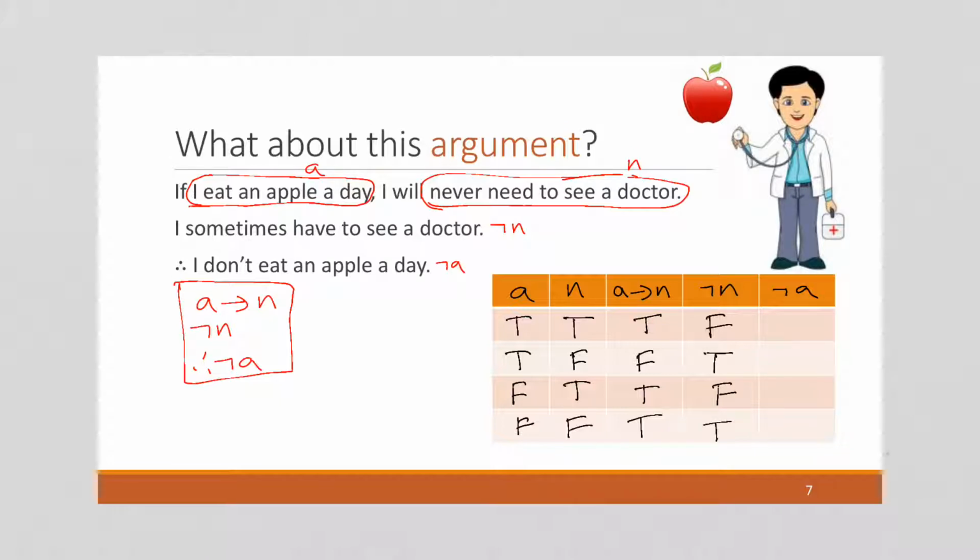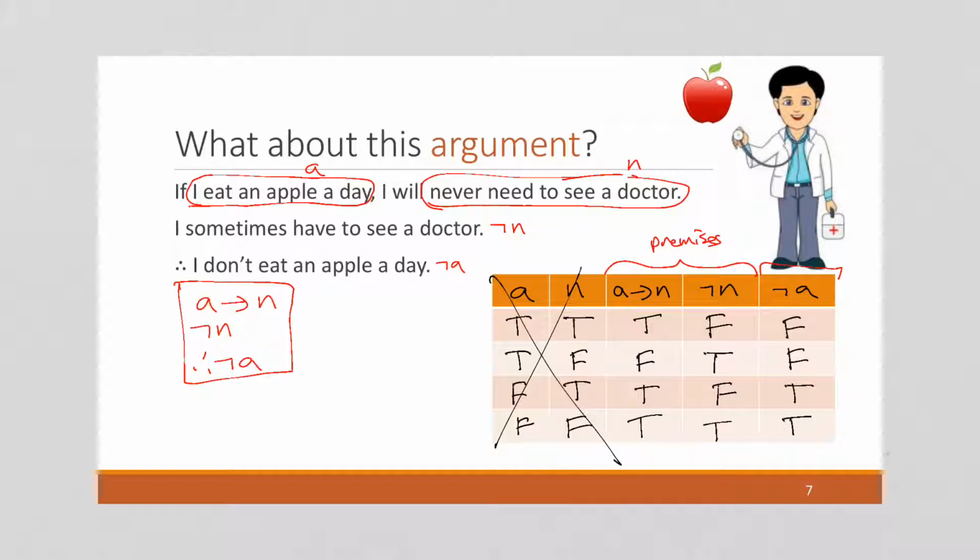Right, just the opposite. And not A is going to be the opposite of A. Now, remember, I'm not looking at those. Those are just to set my truth table up. Here are my premises. This is my conclusion.